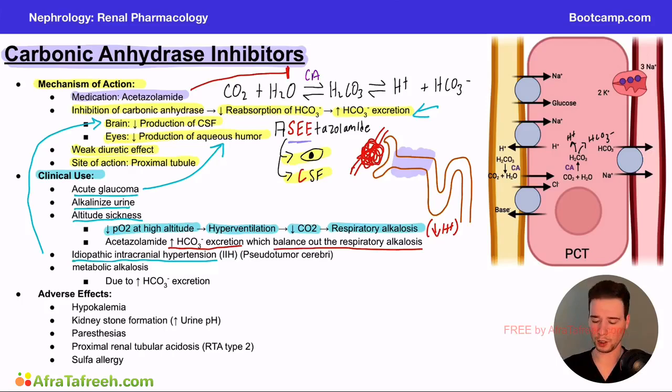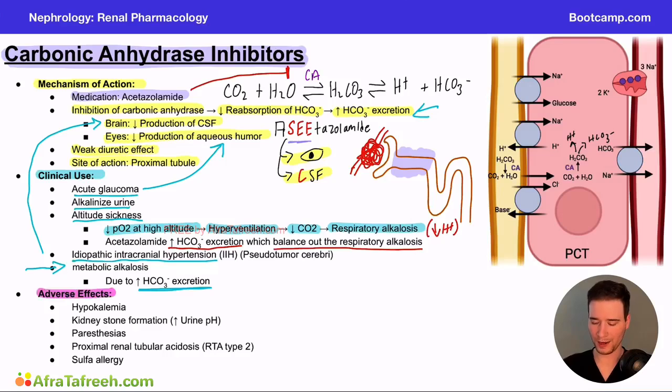And finally, this can also be used for a metabolic alkalosis, and this should make sense, right? In a metabolic alkalosis, we have too much bicarb relative to hydrogen protons. We know that the medication here is going to increase our bicarb excretion. That is going to decrease the amount of bicarb in the body, and thus it can offset a metabolic alkalosis. Now, moving on to the adverse effects here.